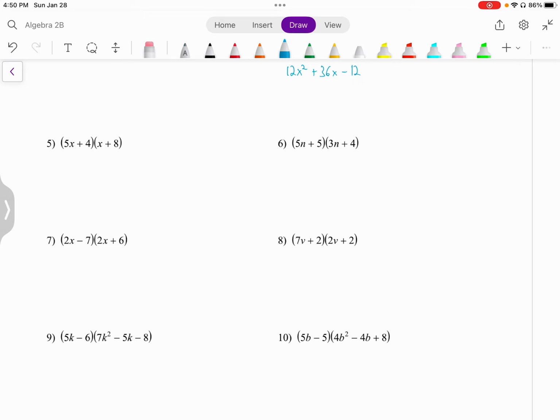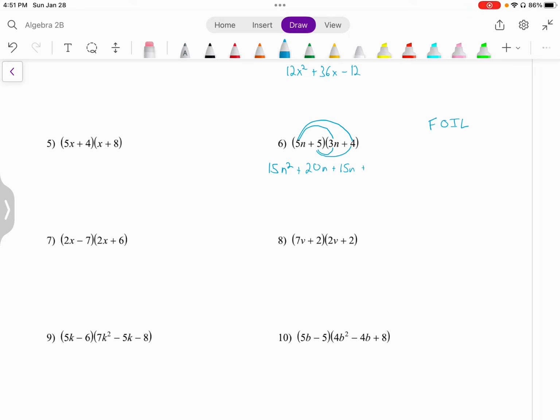Number 6 and 8, it's still distributive property, but we use the acronym FOIL to help us remember how to multiply these. That's first. So the first of each group, that's 5n times 3n. 5 times 3 is 15. N times n is n squared. And then outer, the two outer terms, 5n times 4. And that is 20n. And then we have the inner terms, the two in the middle here, 5 times 3n, that's plus 15n. And then the last, so the last one in each group of 2, 5 times 4 is 20.